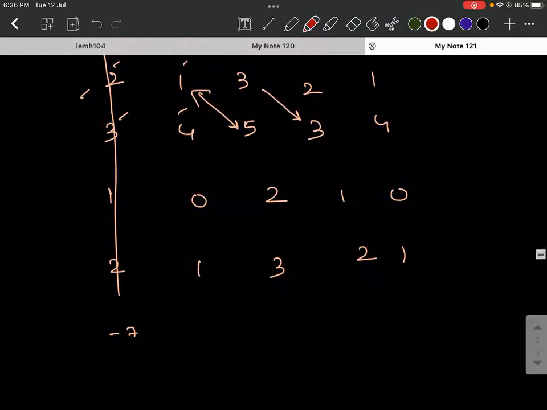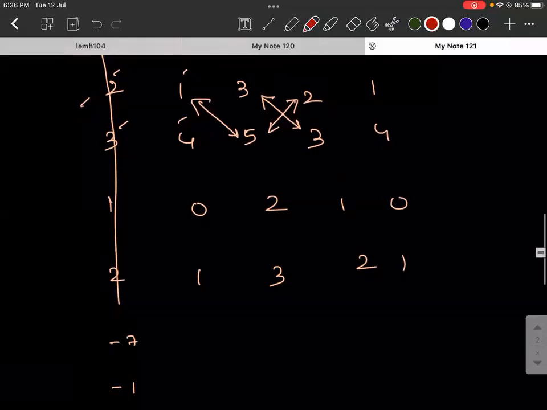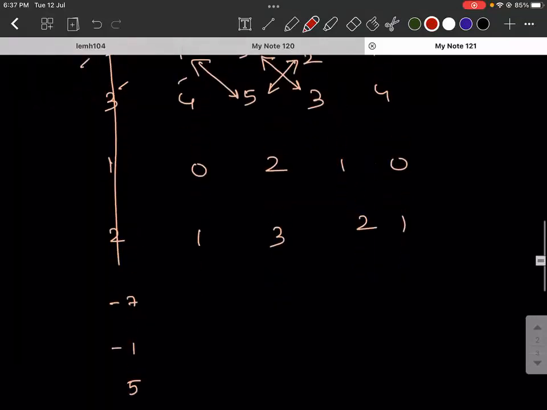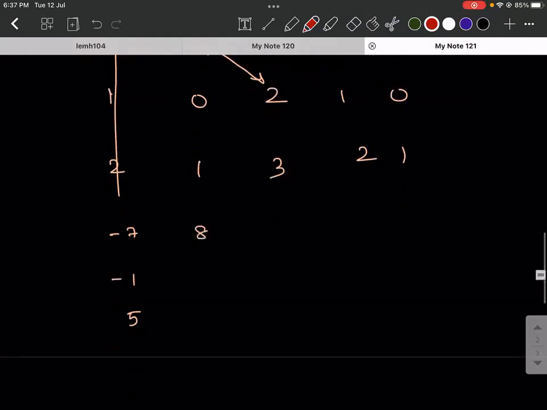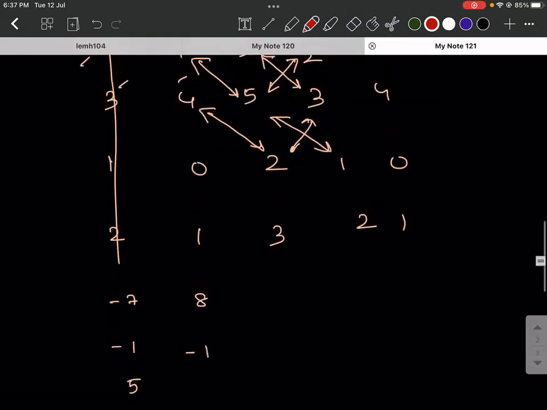This is where you need to be careful. 3 into 3, 9, minus 10 is minus 1. You're doing the operation along the row, but you need to write the numbers along the column. So minus 7, write the minus 1 here. Then what will be the next number? 8 minus 3, that is 5. Then 4 into 2, 8 minus 0, 8. Then 5 minus 6 is minus 1.